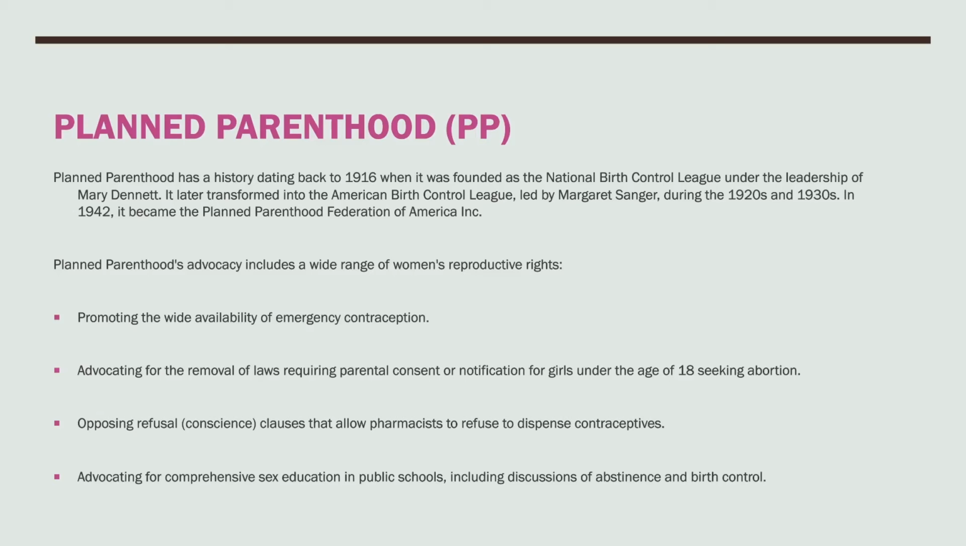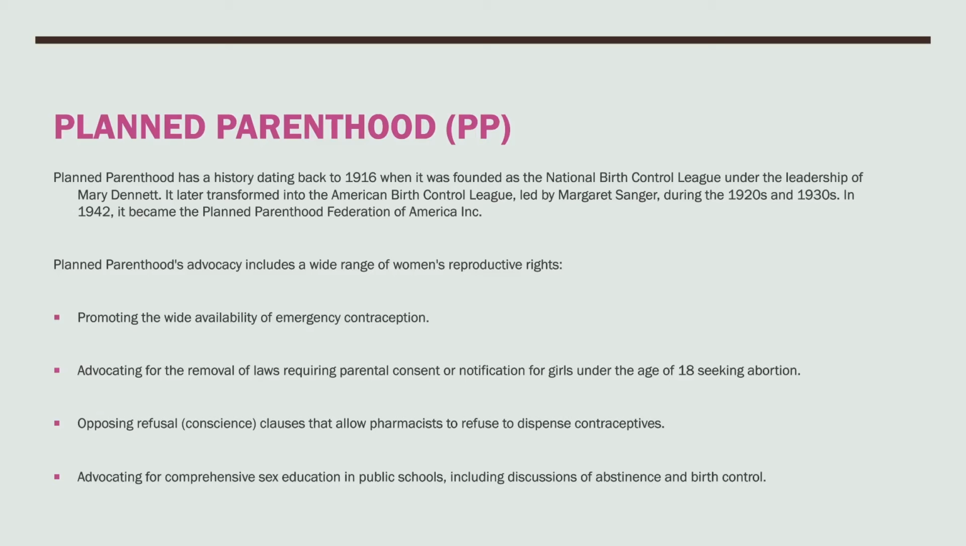Planned Parenthood's advocacy includes a wide range of women's reproductive rights. So you're looking at promoting the availability of emergency contraception, advocating for the removal of laws requiring parental consent for girls under the age of 18 seeking abortion. So they really try to provide much more liberty for women when it comes to birth and so on. They tried to make abortion a little bit easier because they were considering, okay, many females got children which were unwanted.